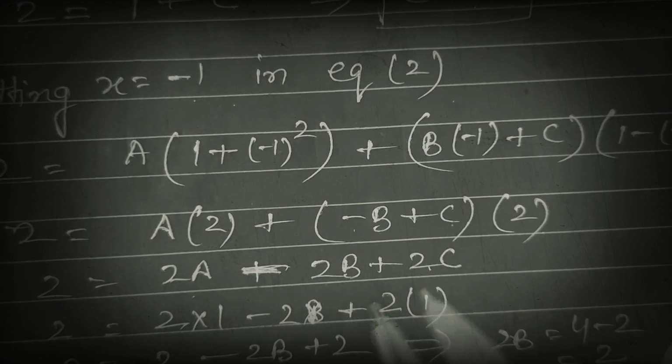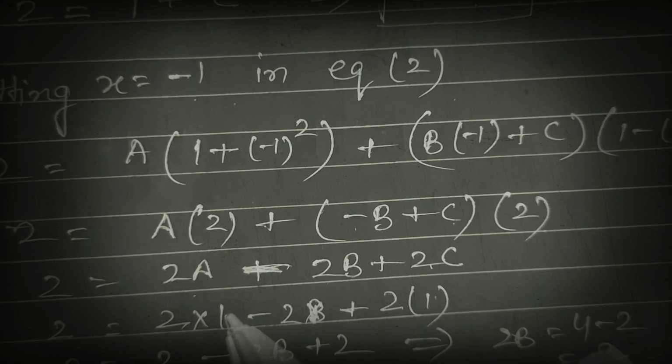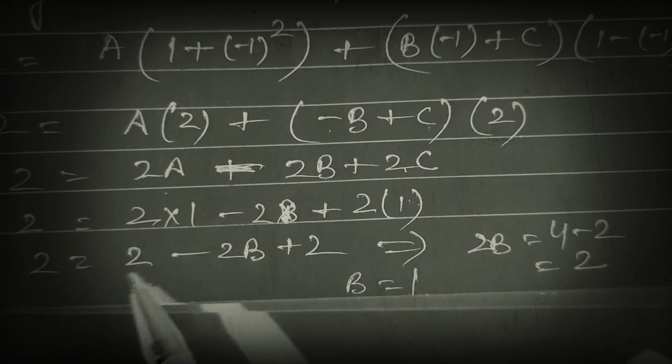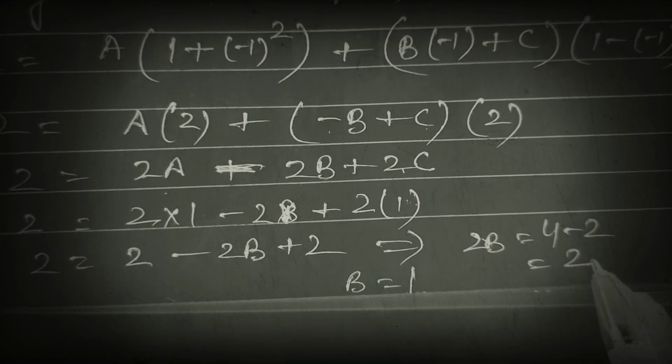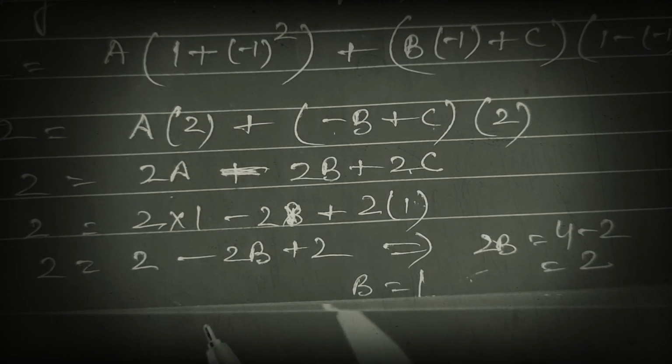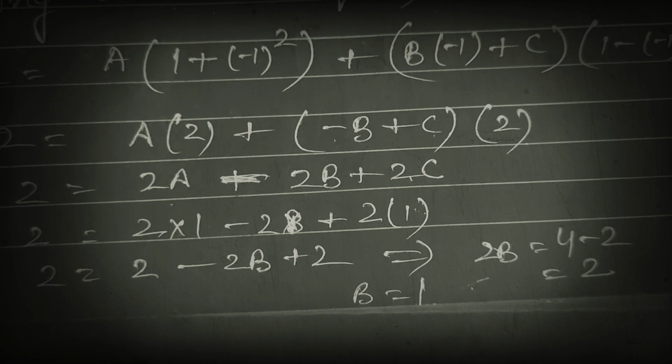And we know the values of a and c. A value is 1 and c value is also 1. By putting these values, a and c values 1 and 1, we will get b is equal to 1. So b is also 1 here. A value is 1, b value is 1 and c value is 1.